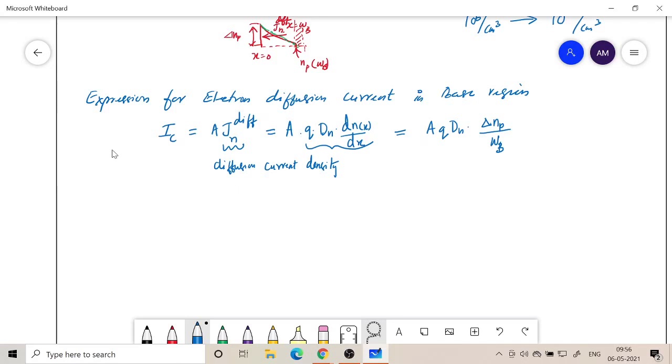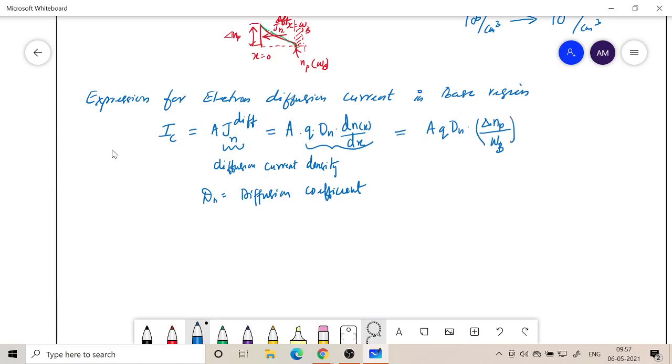So A is the area, Q is the charge of the electron, just the magnitude of the charge of the electron, and Dn is basically the constant of diffusion. Okay, so Dn is basically the diffusion coefficient, and dn by dx is basically the concentration gradient. And the concentration gradient is going to be negative, as you can see the concentration is decreasing, and therefore this dn by dx should be negative, the slope is negative.